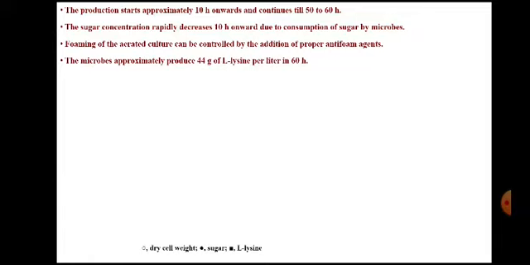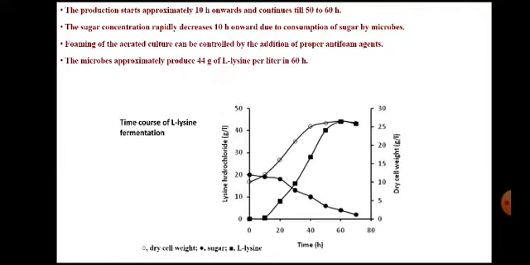The production starts approximately within 10 hours after inoculation, and it continues till 50 to 60 hours. The sugar concentration rapidly decreases from 10 hours onwards due to consumption of sugar by microbes. Foaming of aerated culture can be controlled by addition of proper antifoam agents. The microbe approximately produces 44 grams of lysine per liter.